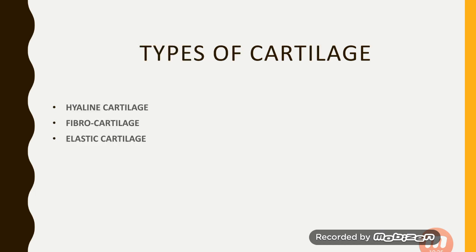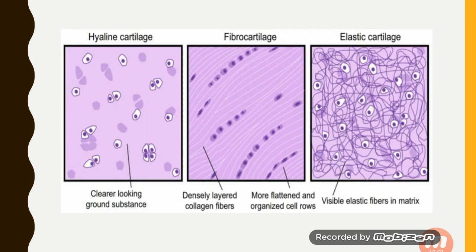You can have a comparison of the three different types of cartilage in the diagram. First one is hyaline cartilage, second is fibrocartilage, and third is elastic cartilage. The diagrams here are very clear, which can differentiate between all three types of the cartilages.